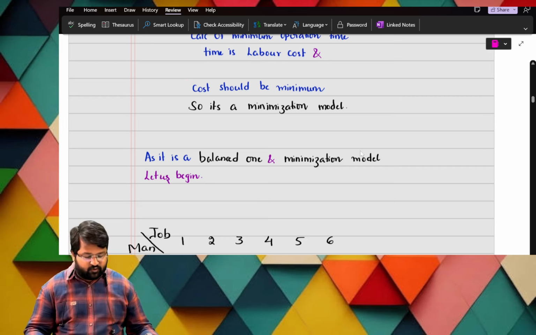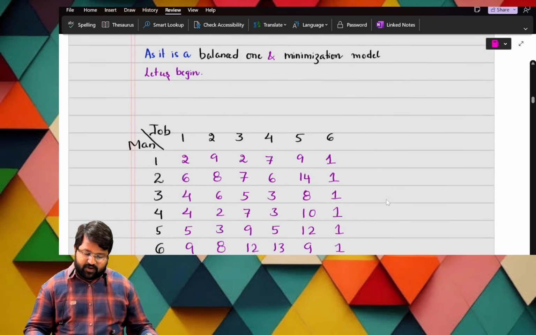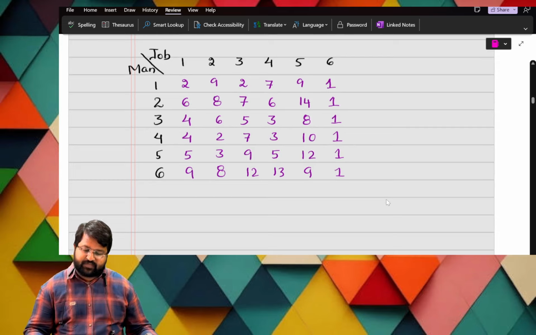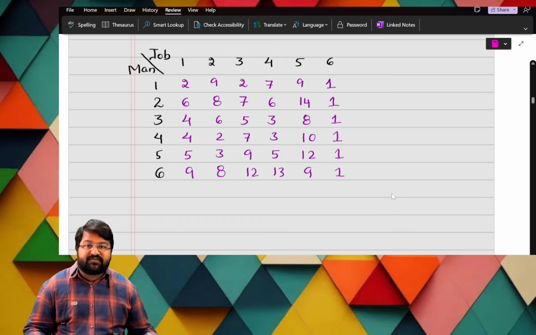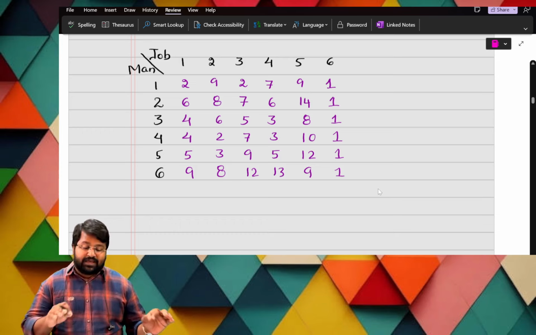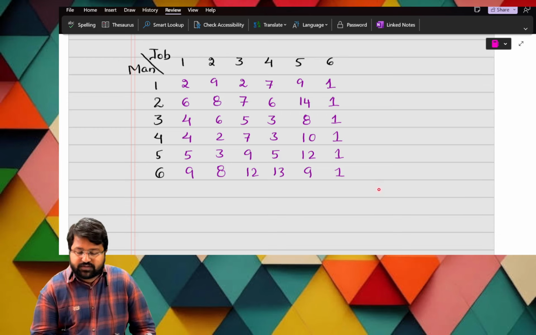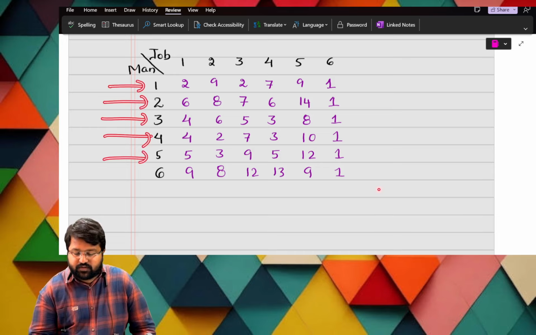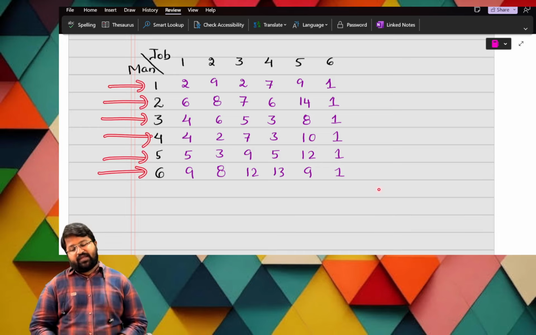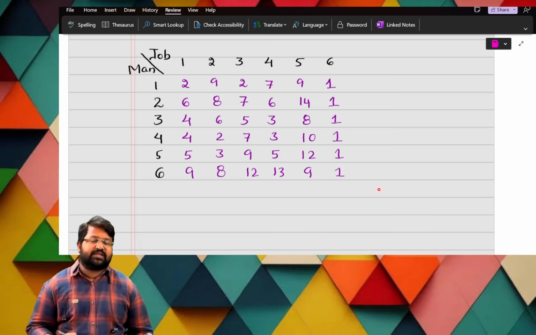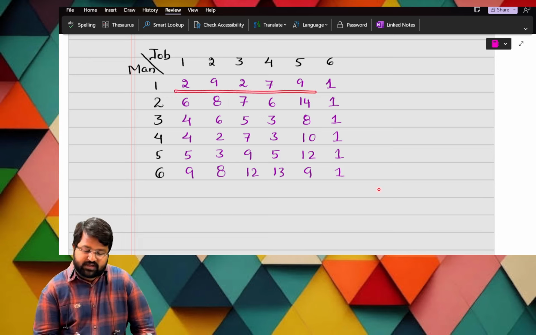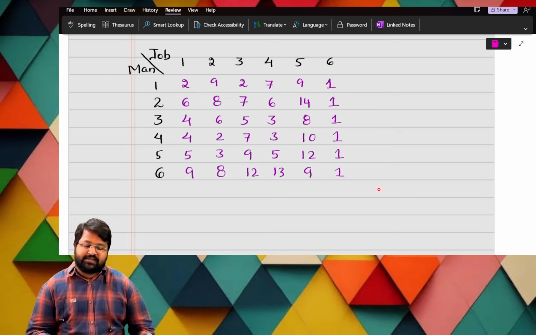First thing, we have to mention the question as it is again. Okay, now I have mentioned the question. What is the first step? It is the row operation. In each row, I have to identify the least number. These are the rows. From these rows, I have to identify the least numbers. What are the least numbers? In this row, what is the least number? Please identify, buddies.